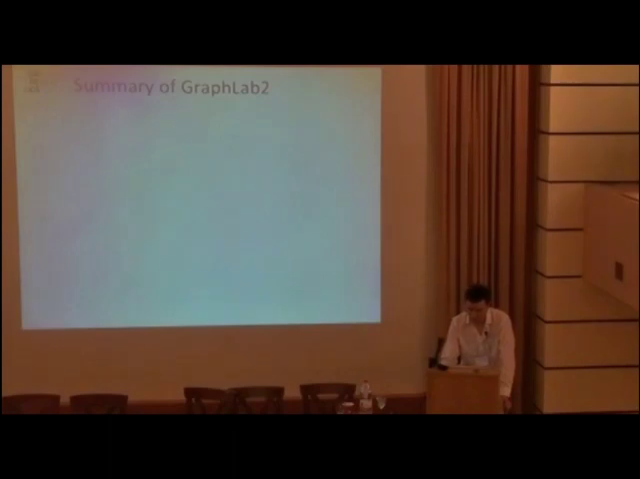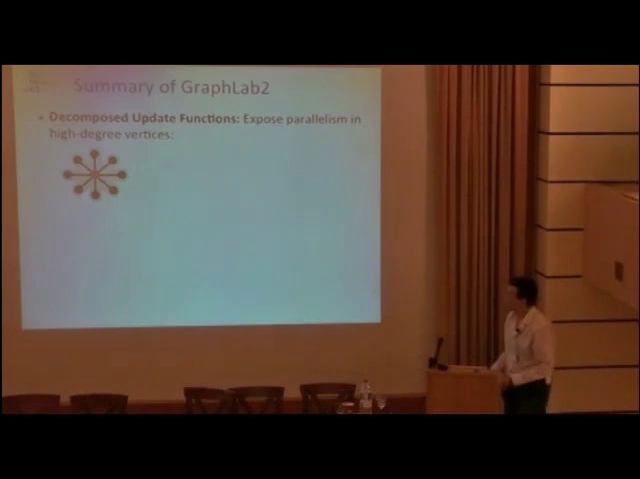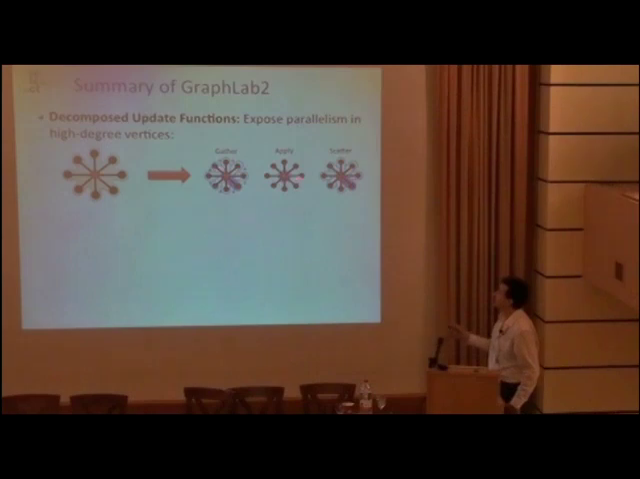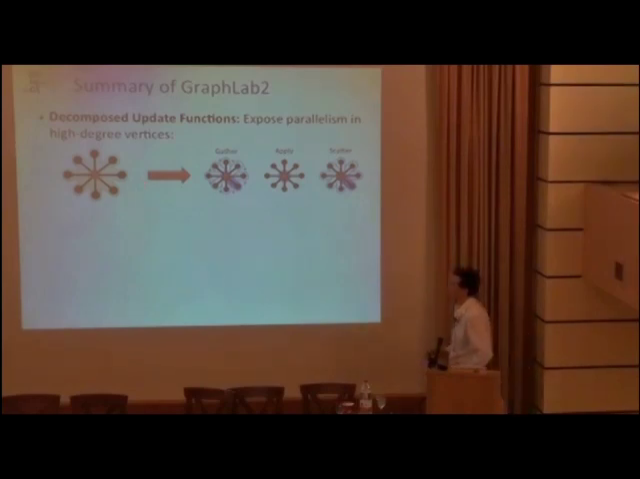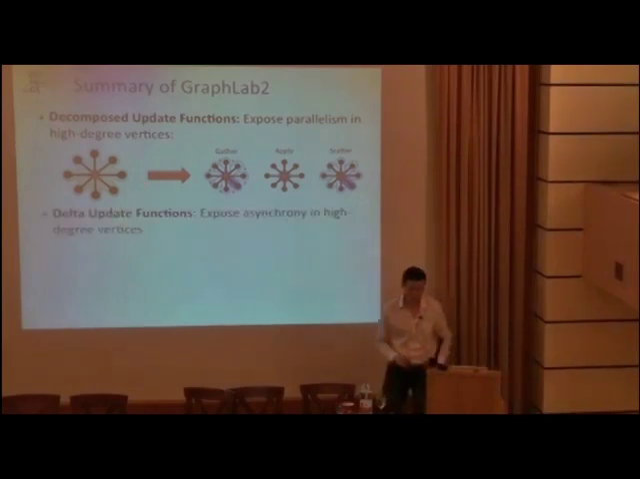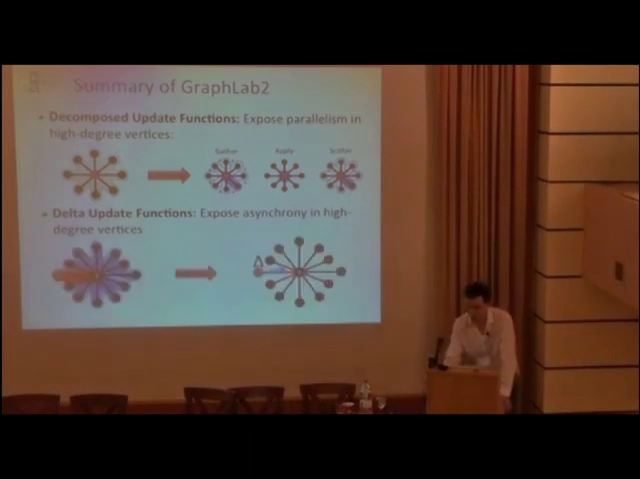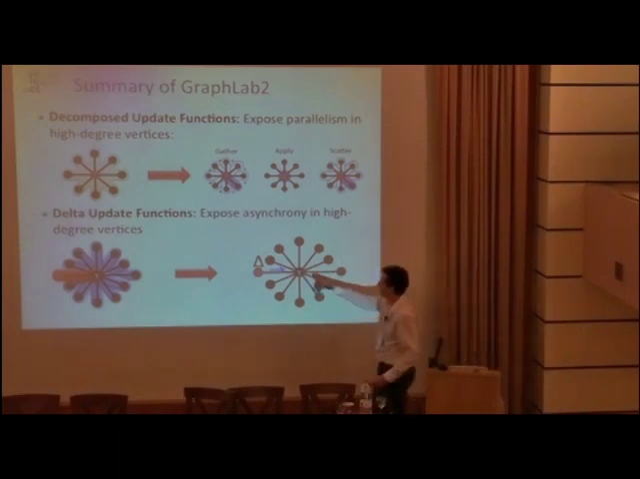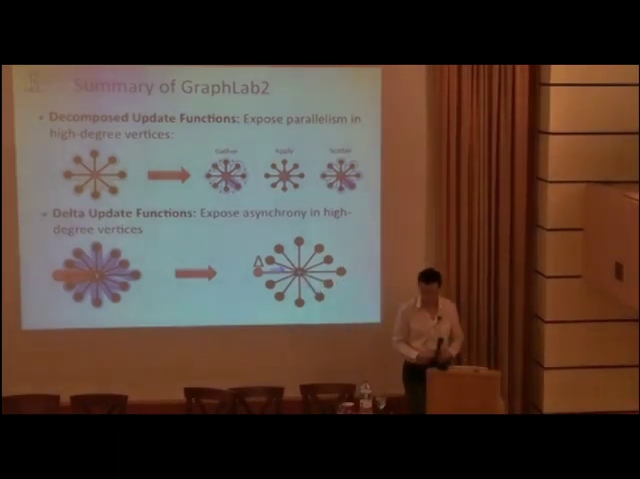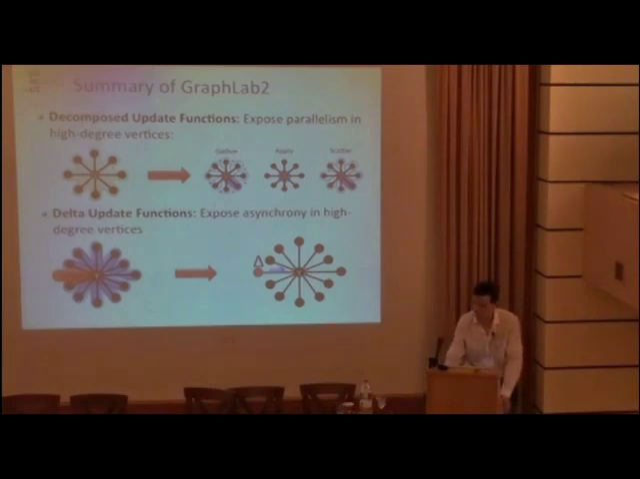So just to summarize the GraphLab 2 changes, we have decomposable update functions which address high degree nodes. Instead of the previous monolithic updates, we have this gather-apply-scatter update, providing us parallelism with respect to high degree vertices. Data updates expose further asynchrony and provide further parallelism even inside the update functions themselves. These are the two changes in the new GraphLab version.